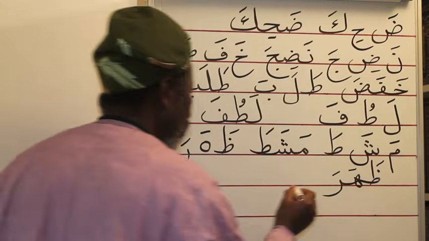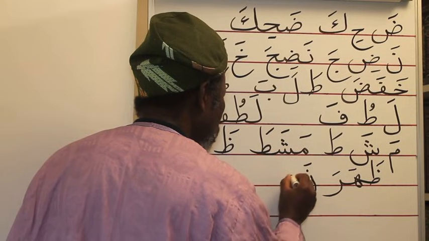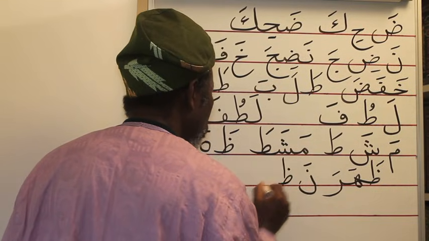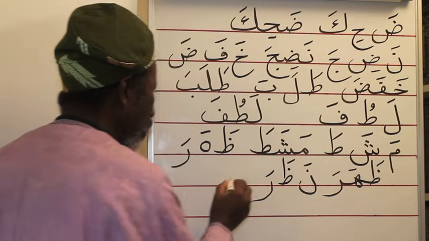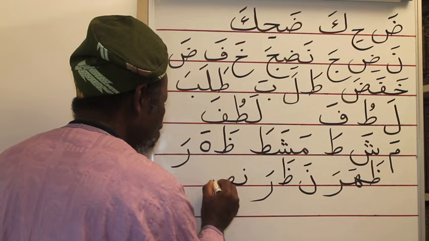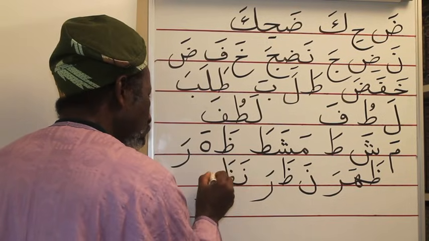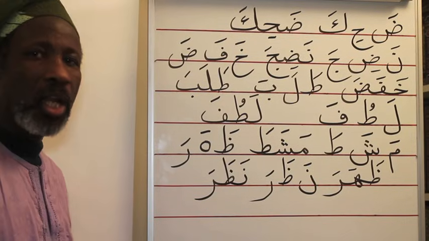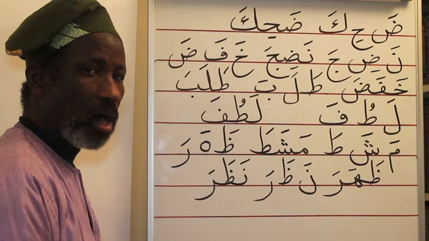Dho in the middle. Nadhara. Na. Dha. Ra. Nadhara. Join. Na. Dha. Ra. Na. Dha. Ra. Nadhara. The next one, hafidha.